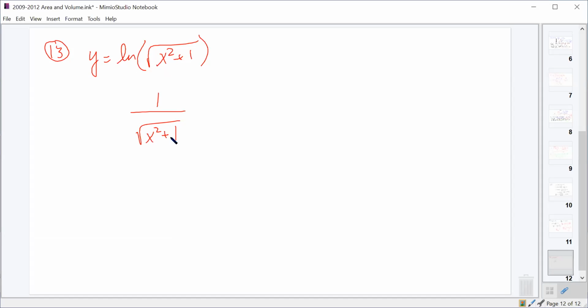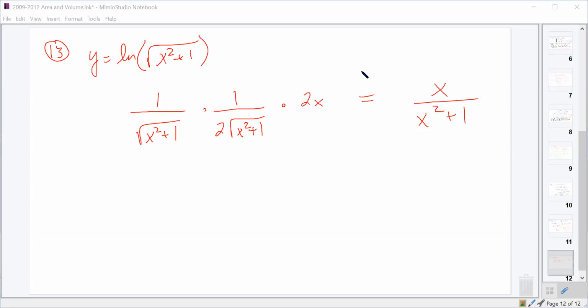And then we've got to take the derivative of square root of x squared plus 1, which is again the chain rule. That's the derivative of square root of u. So the derivative of root u is 1 over 2 root u. And then we've got to multiply that by the derivative of x squared plus 1. So our 2's will cancel out. And it looks like we should get x over square root of x squared plus 1. So that's 13. Does that make sense on 13 there? Everyone good on 13?